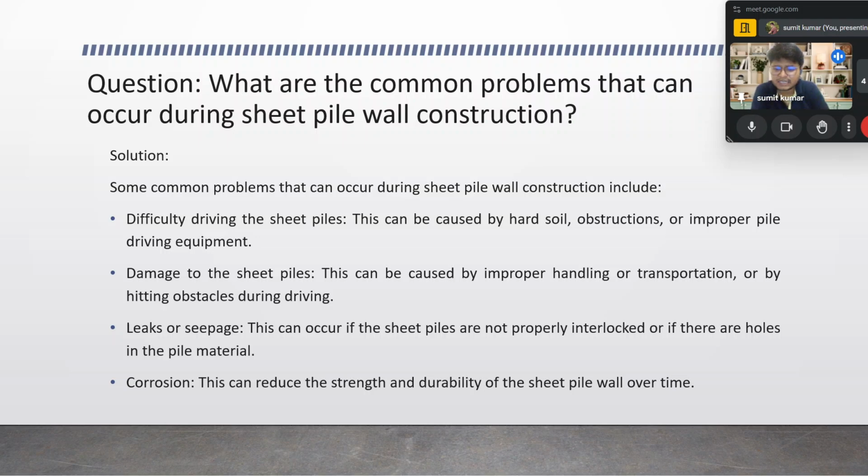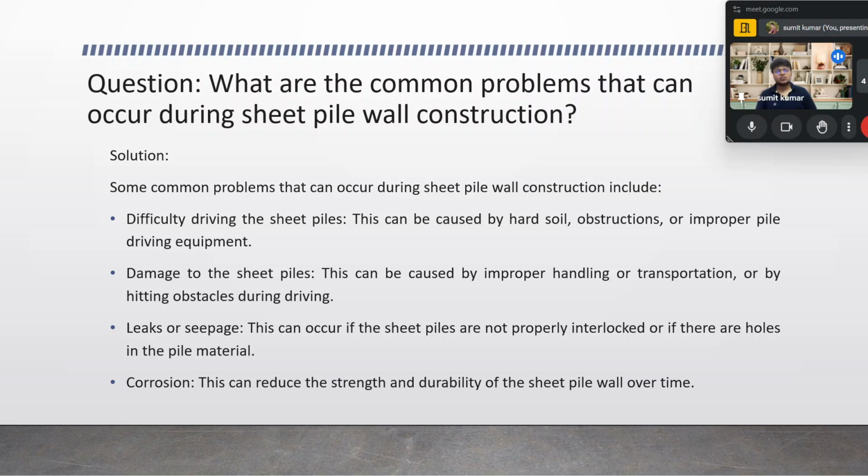The next problem is leak or seepage. This can occur if the sheet piles are not properly interlocked or if there are holes in the pile material. As you have seen, in some cases the sheet piles are specifically made up of some materials. If that material has some damage, that will also create a chance of leak and seepage through the piles. So we need to take care of that as well. This is one of the problems we came across while using the sheet pile wall.